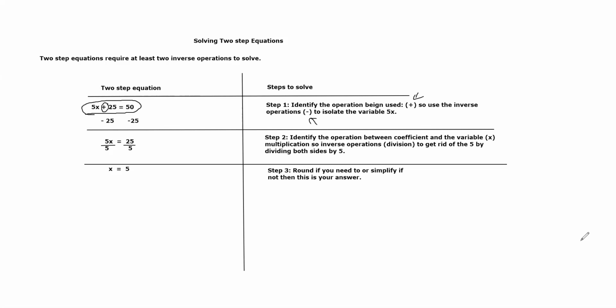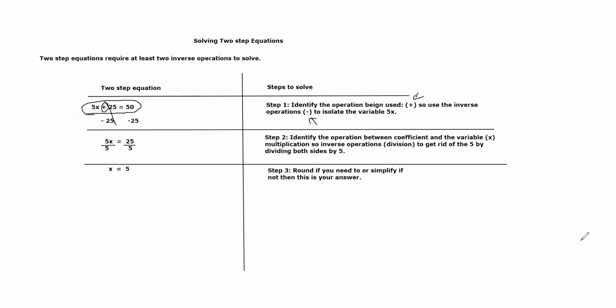We need to subtract it from the left side of the equation, and we need to subtract it from the right side of the equation. So if you notice here, I have a negative 25 underneath it. Plus 25 minus 25, they cancel out, right? Nothing happens to the 5x because you can't subtract 25 from 5x. They're not compatible. But if we take away 25 from 25, we get 0, right? And that's me taking away 25 from the left side of the equation. I still need to take away 25 from the right side of the equation. 50 minus 25 gives me 25.